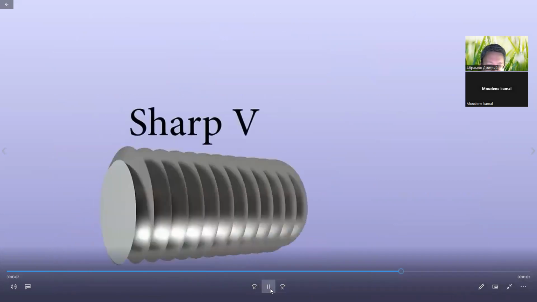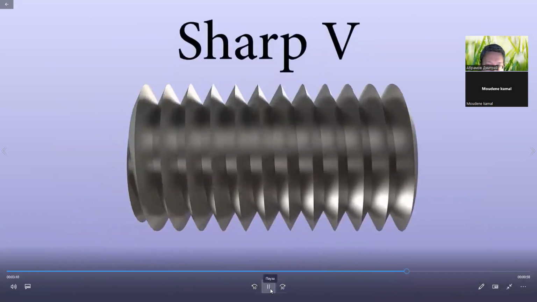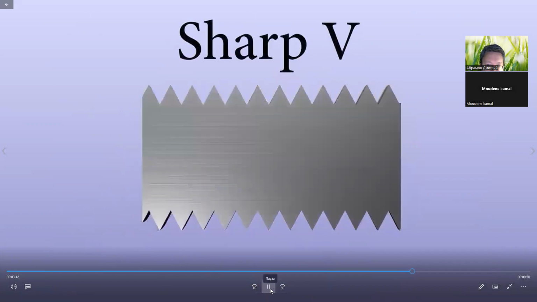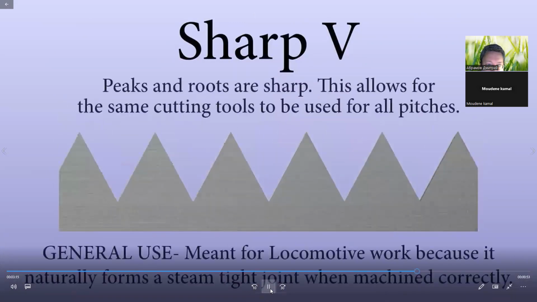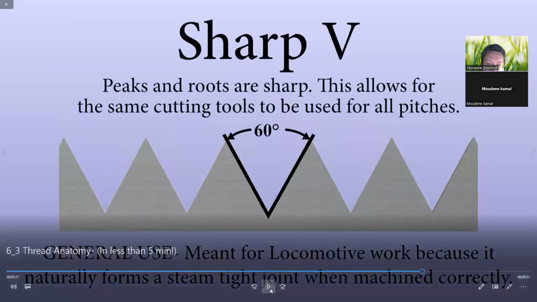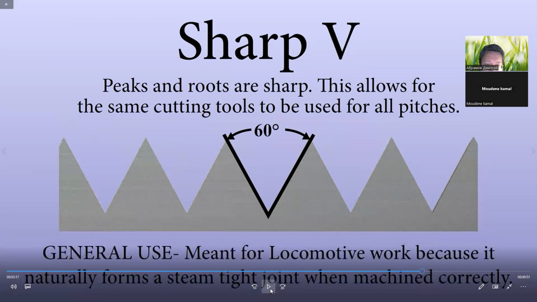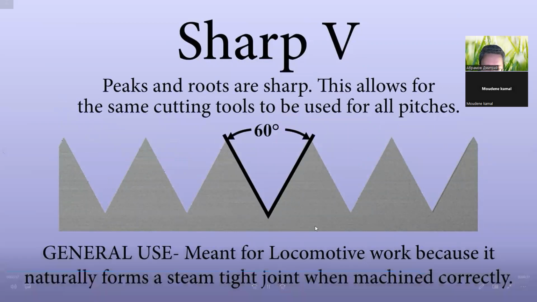Sharp V. Peaks and roots are sharp. This allows for the same cutting tools to be used for all pitches. General use meant for locomotive work because it naturally forms a steam tight joint when machined correctly.